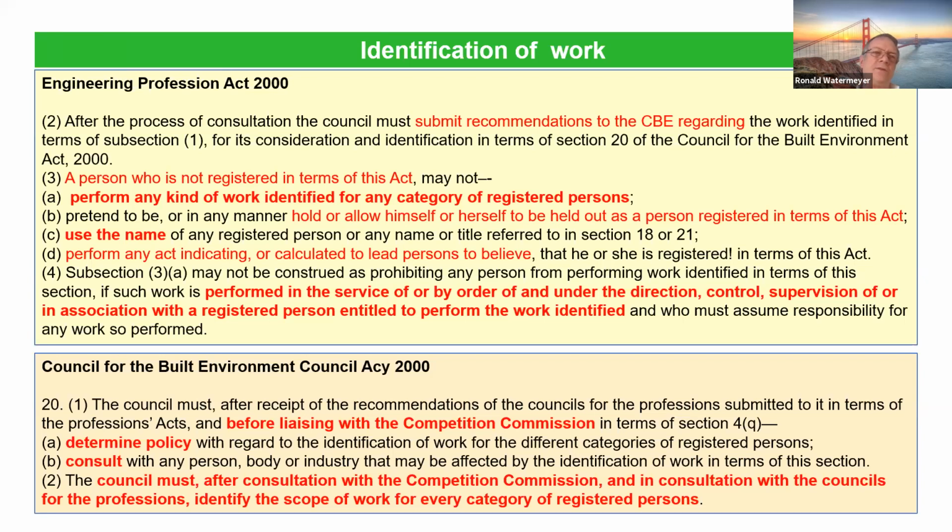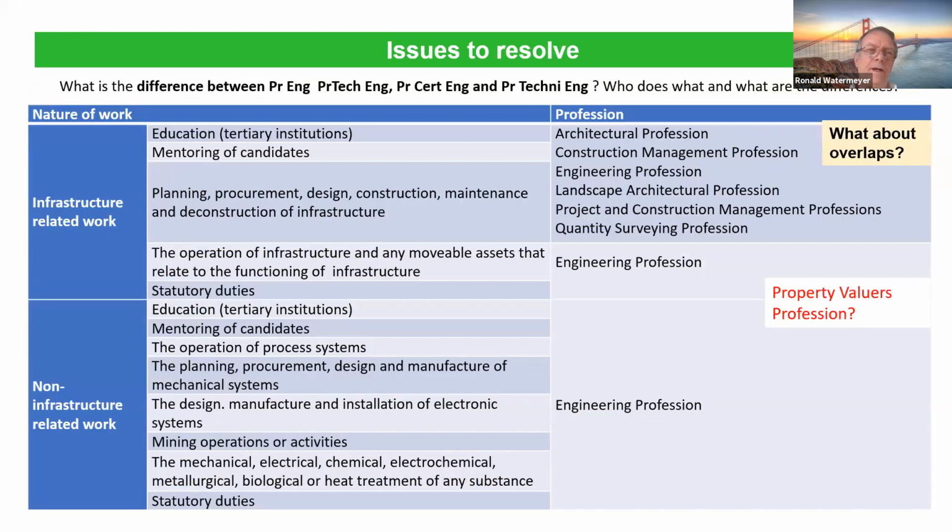So what we see is, on the one hand, in the Engineering Act, one is talking about work identification, and you're talking with the Council for the Built Environment, the identification of the scope of work of every category of registered person. Now, there's been huge issues over this. I can recall being involved in 2005 to 2008, I think, with ECSA, where ECSA went and developed what they wanted to do over work identification.